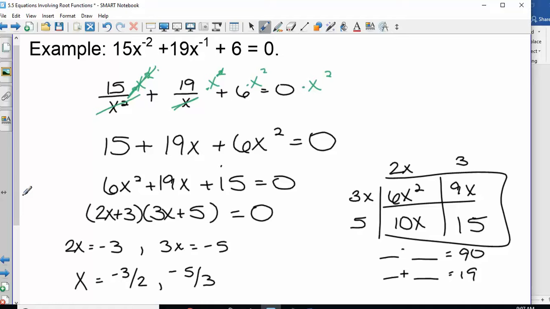And does that one work? Yep. Now put in your negative 5 over 3. And you guys know if you have it all typed in, you can just hit second enter and bring it back and then change your negative 3 halves to a negative 5/3. And that one also is 0. So they both work. Always remember to check on these because you can get answers that don't work.